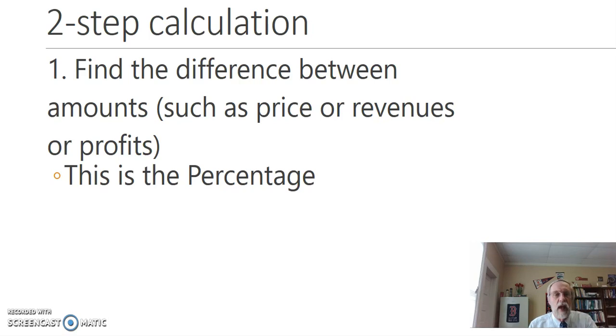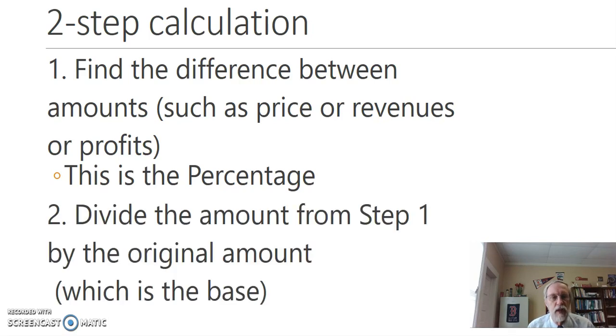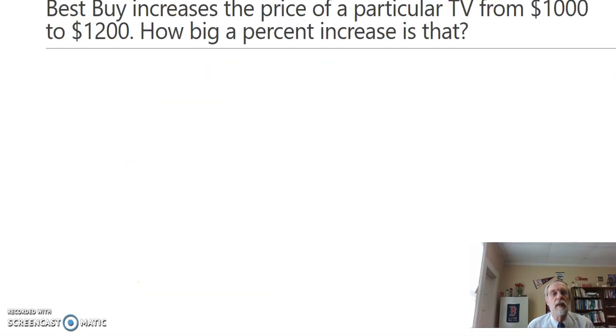So we're going to find that, and then we're going to take that percentage and divide it by the original amount. And the original amount is the base. And the result will be the rate, which is going to have a percentage sign attached to it. So we're going to find the percentage, divide the percentage by the base, and we'll get the result of the rate. So let's take a look at a couple of examples of our opening questions.